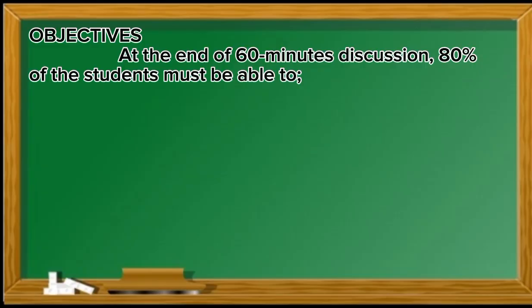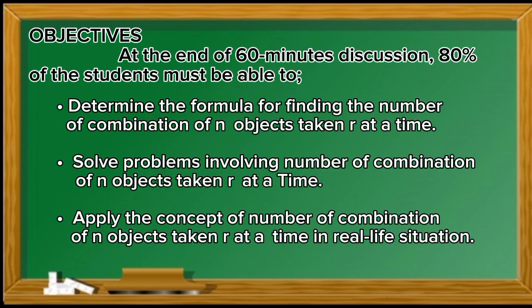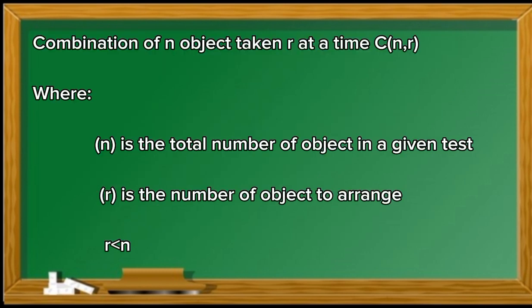Objectives. At the end of the 60 minutes discussion, 80% of the students must be able to determine the formula for finding the number of combinations of an object taken R at a time, solve problems involving the number of combinations of an object taken R at a time, and lastly, apply the concept of number of combinations of an object taken R at a time in a real life situation. Let's come now to the combination of an object taken R at a time and how to derive the formula.